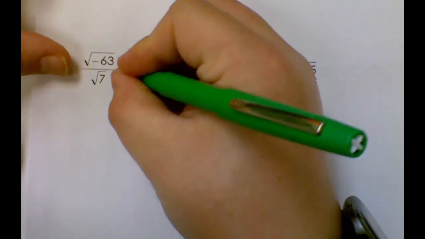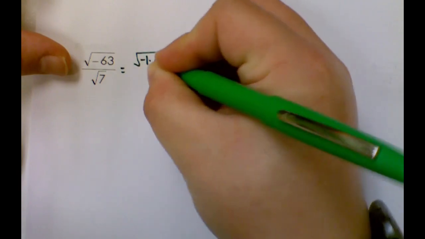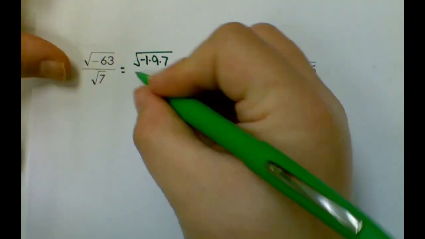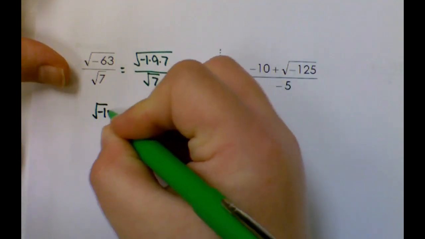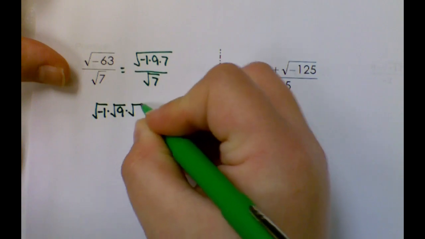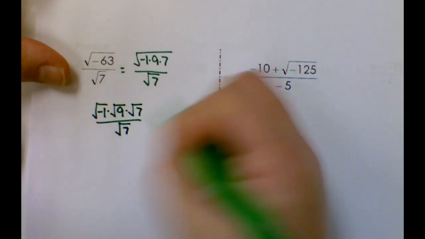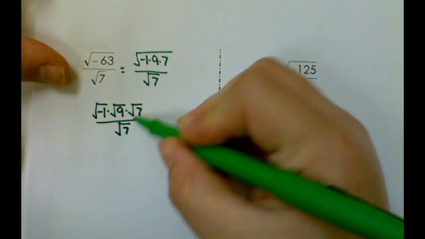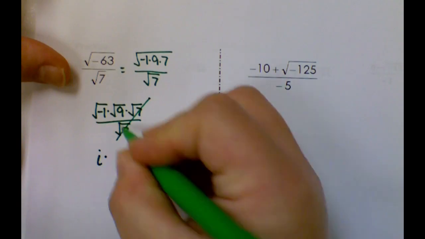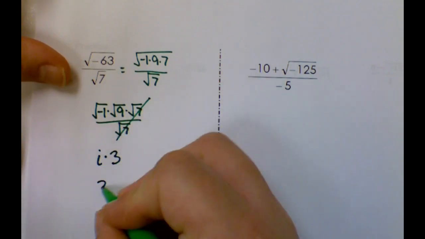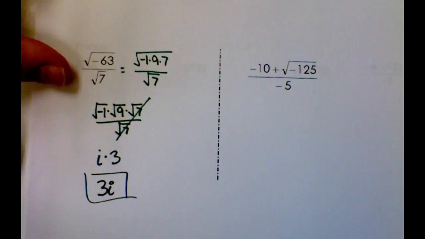All right, same thing on these. Deal with the negatives first. The square root of -63 could be simplified into -1 times 9 times 7, all over the square root of 7, which makes it the square root of -1 times the square root of 9 times the square root of 7, all over the square root of 7. Now those square roots of 7 can cancel, leaving me i times the square root of 9, which is 3, which we usually write as 3i.